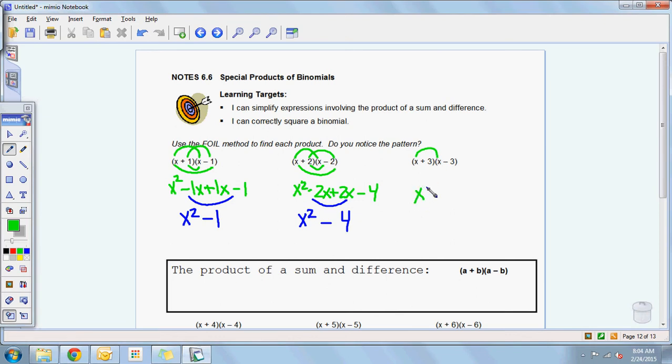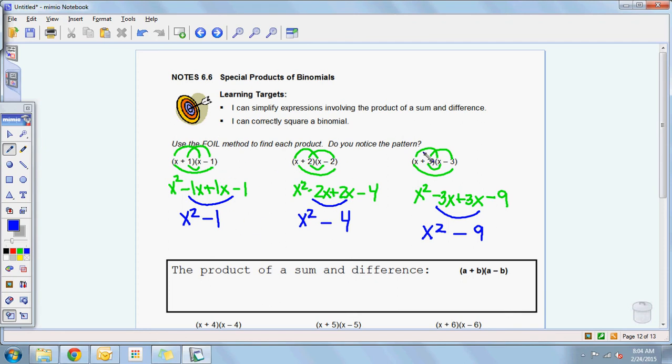So x squared, outer two terms, negative 3x, inner plus 3x, and last, negative 9. Combine like terms. We get another 0. Do you see a pattern? All right, so let's see what happened.